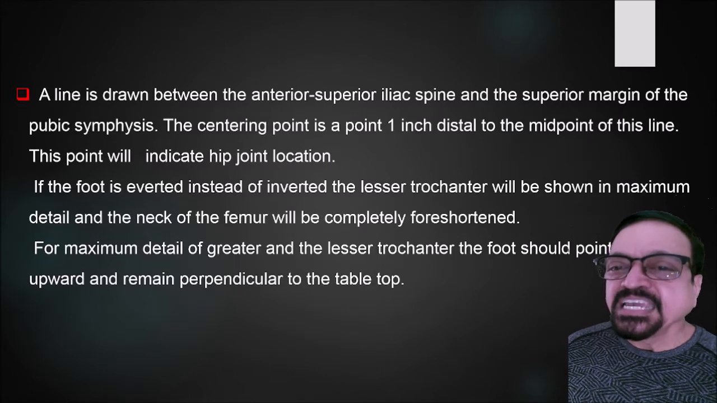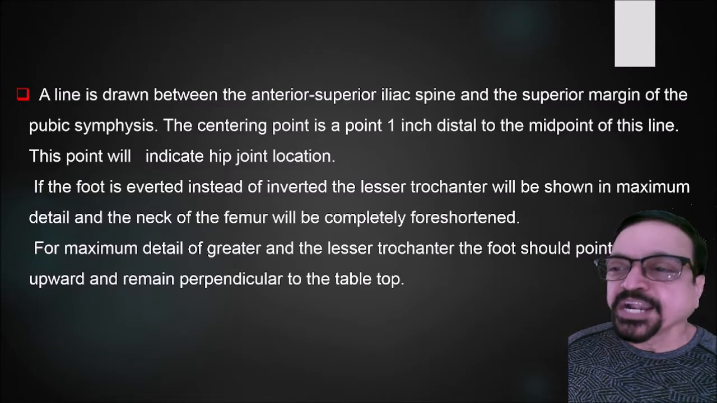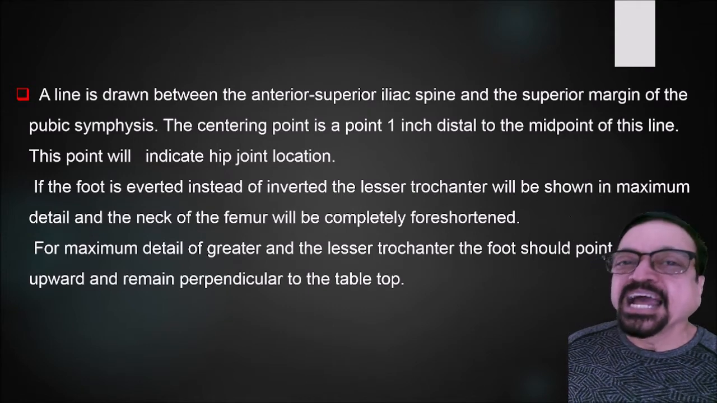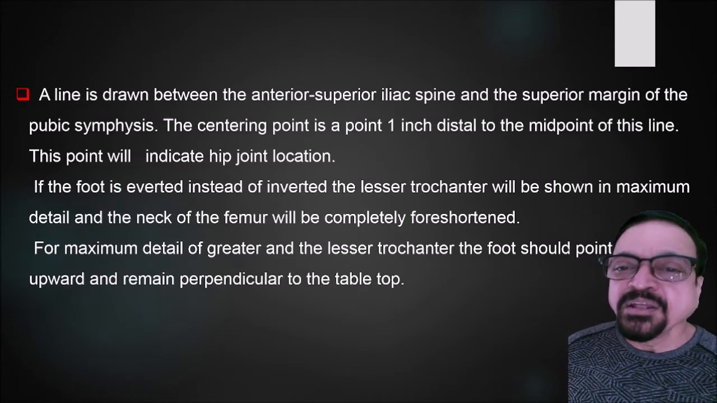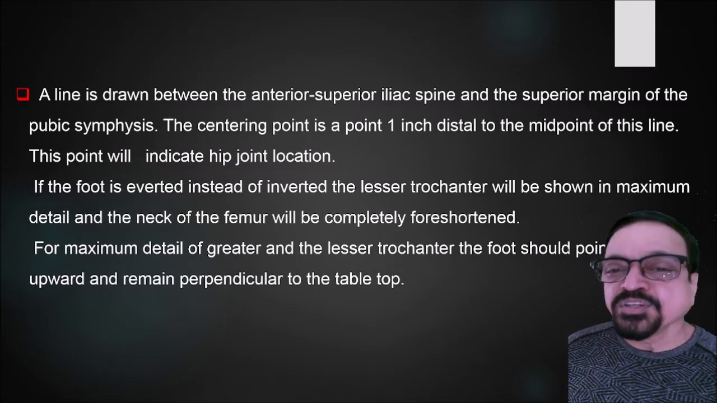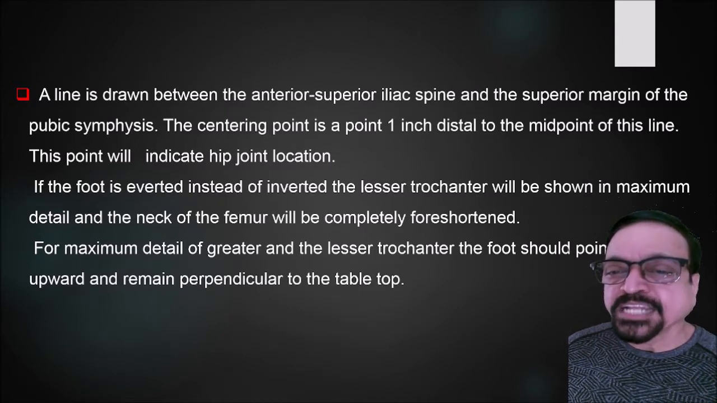If the foot is everted instead of inverted, the lesser trochanter will be shown in maximum detail and the neck of the femur will be completely foreshortened. We will not see any part of the femoral neck and it will be really difficult to comment whether there is any fracture or not. And most of the time, the position of the patient with a fractured neck is externally rotated because they feel comfortable in it, and that is the position where a radiologist cannot comment whether there is a pathology of the fractured neck or not. So it is important to rotate the neck by gaining the confidence of the patient and reducing pain for him, but internal rotation is a must for assessment of the neck.